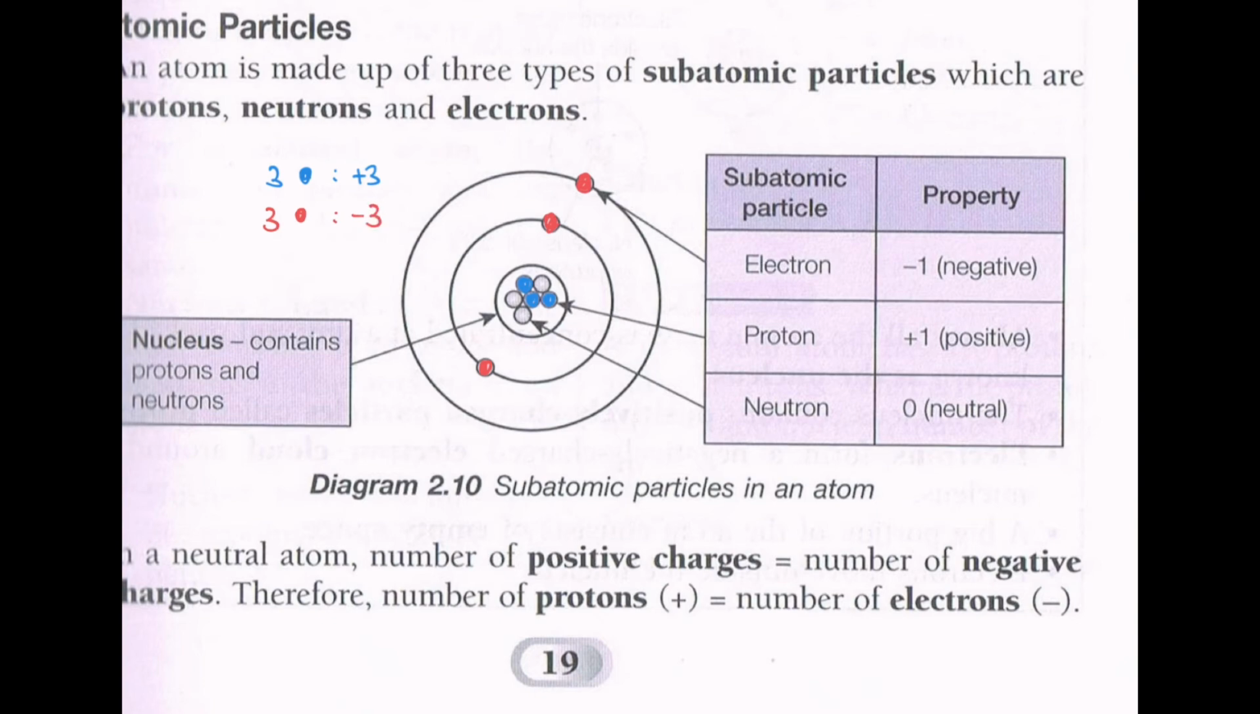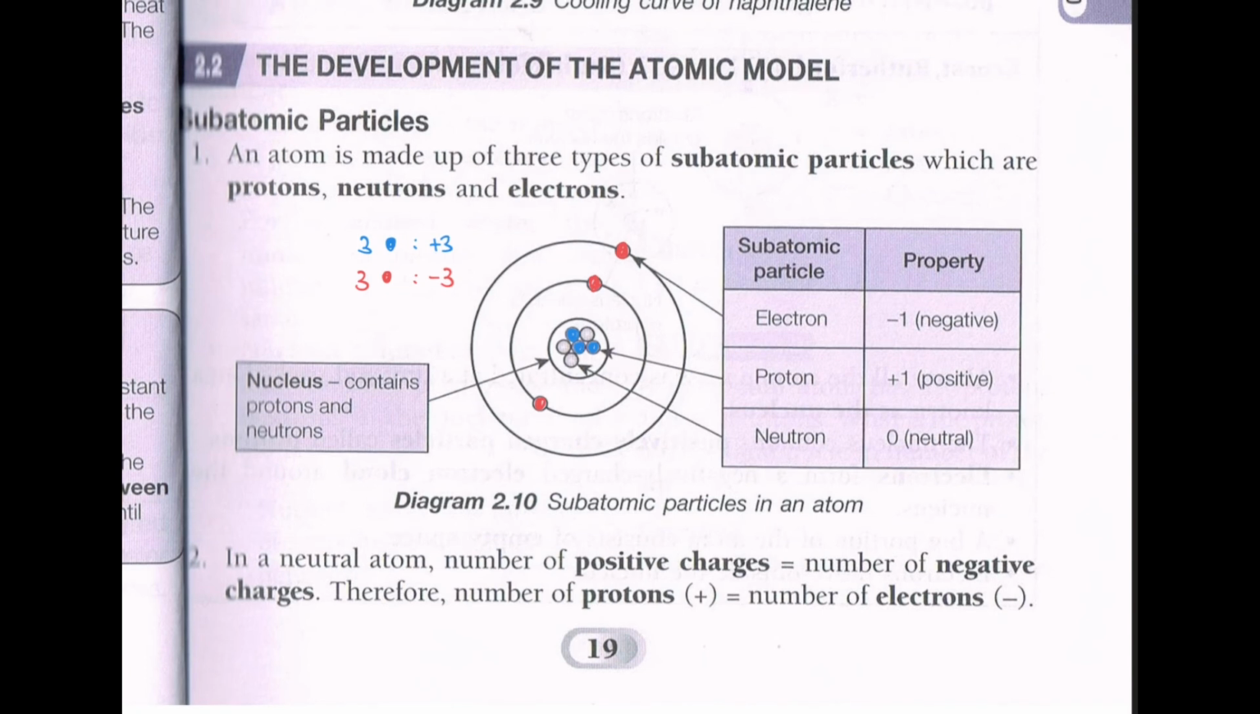Negative 3, yeah. So the positive charge and the negative charge just nicely cancel off. Positive 3 minus 3 becomes 0. And because of that, we end up with 0. So the atom is neutral, no charge. Atom is neutral. Okay, now let's see number 2.